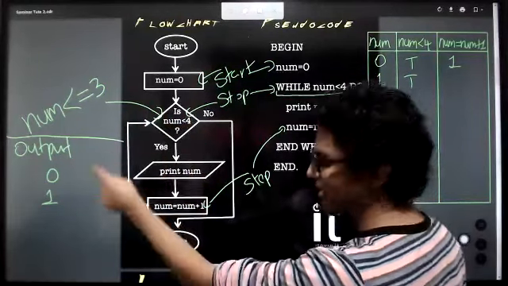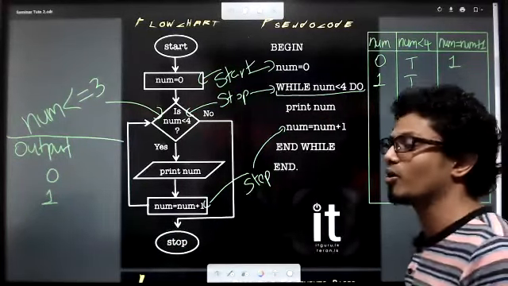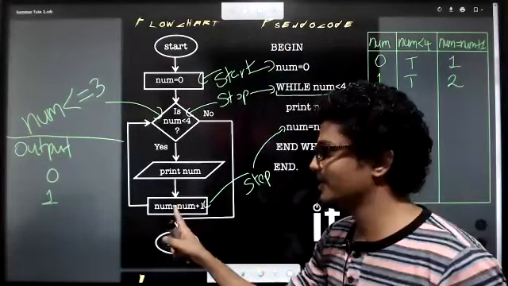Then print num means 1 is getting displayed after that. And then num equals num plus 1. What happens to num now? 2. Perfect. Now we are in here.